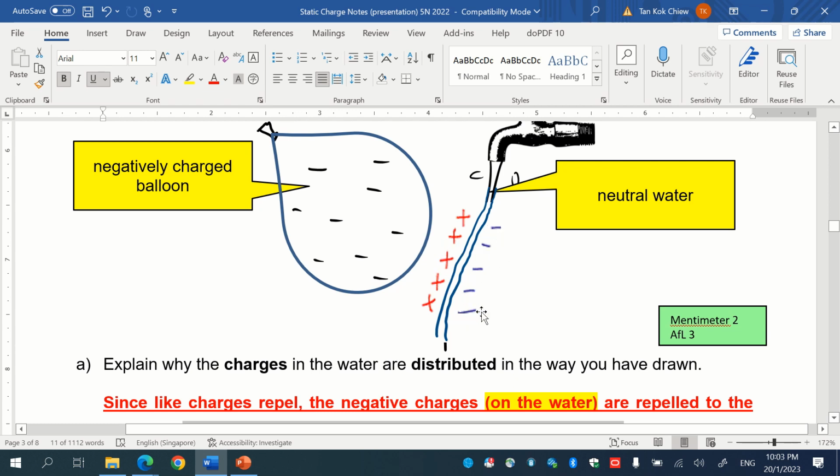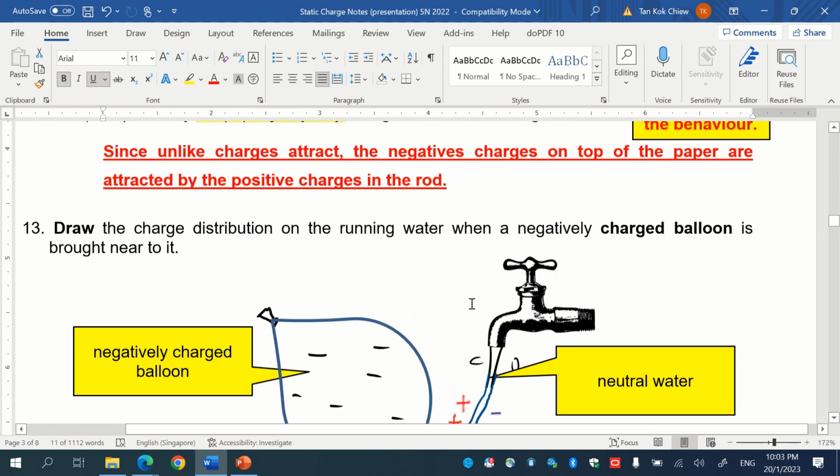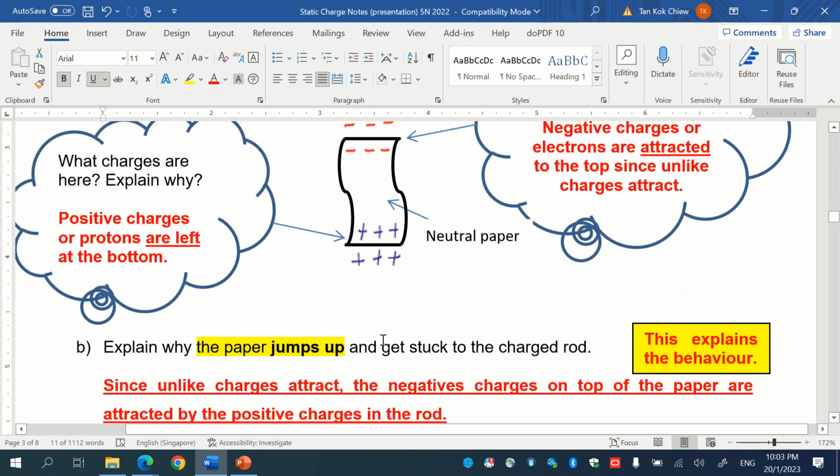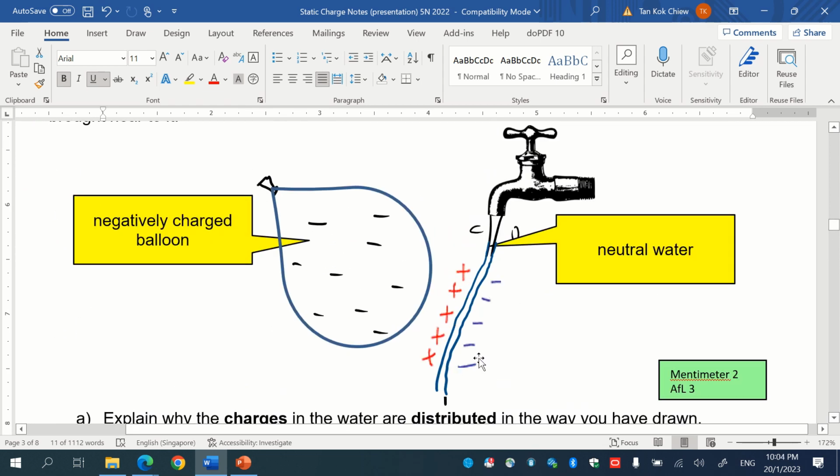If the electrons move by repulsion, then you have to start your answer with since like charges repel. If the electrons move by attraction, because they move up to the top due to the positive charges on the rod, then you have to start your answer with since unlike charges attract, then the positive charges are left at the bottom. This one is since electrons are repelled to the right, therefore the positive charges are left on the left side.